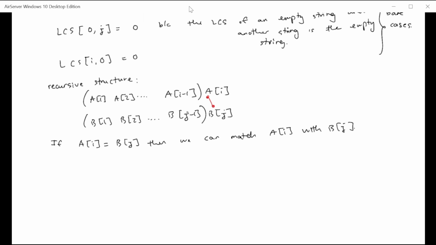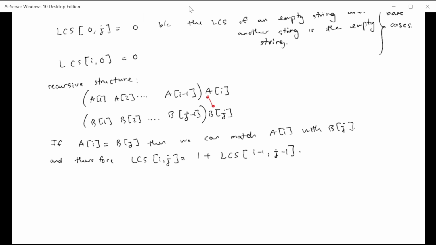Okay, so in this case, LCS(i,j) is equal to 1 plus the length of the longest common subsequence of the two prefixes a1 up to ai minus 1 and b1 up to bj minus 1, because that takes the matching of Ai and Bj into account.